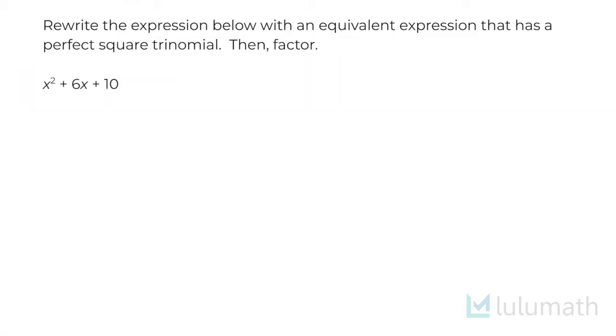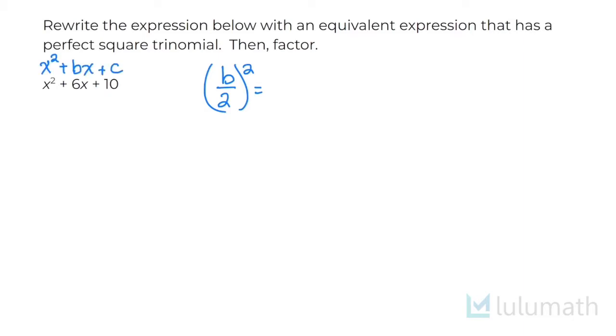So in this example, we're asked to rewrite the expression below with an equivalent expression that has a perfect square trinomial, and then we're going to factor that perfect square trinomial. So we're given x squared plus 6x plus 10. This is nice because my leading coefficient is 1. So all I have to do is take my b value, divide it by 2, and then square it.